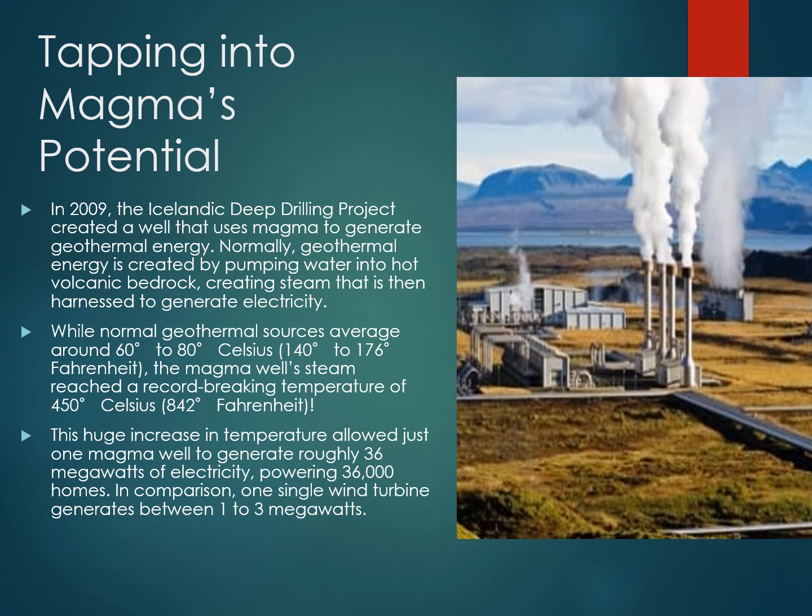temperature of 450 degrees Celsius. This huge increase in temperature allowed just one magma well to generate roughly 36 megawatts of electricity, powering 36,000 homes. In comparison, one single wind turbine generates between 1 to 3 megawatts.